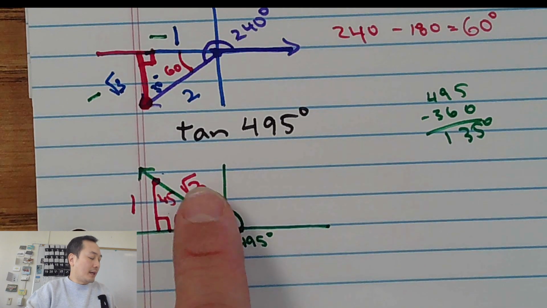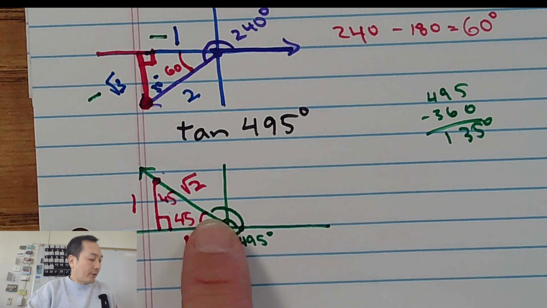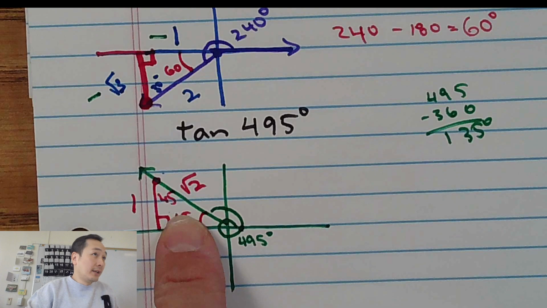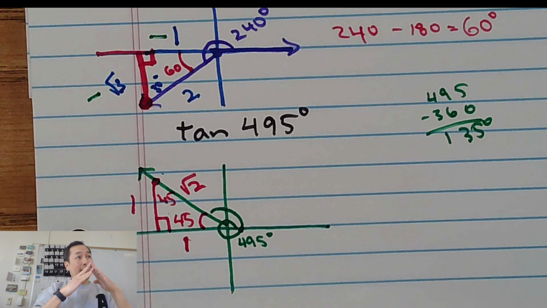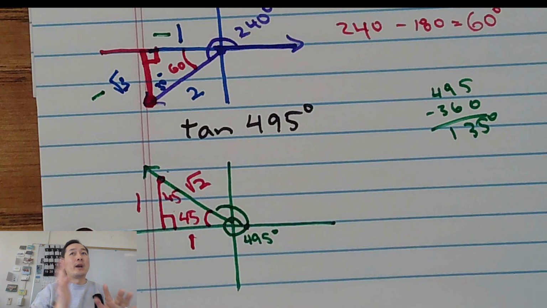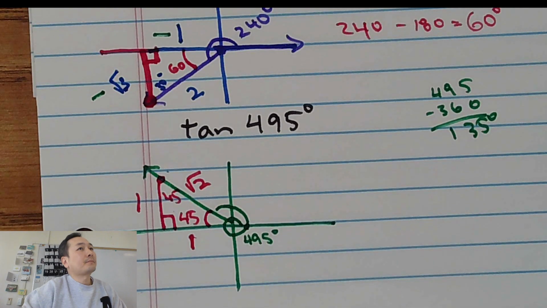The question was, why is it rad 2? This is a 45, 45, 90, so I know that it's an isosceles triangle. In an isosceles triangle, the sides are equal, right? So if this is 1, this is 1. You use the Pythagorean theorem. 1 squared plus 1 squared is 1 plus 1, which is 2. Square root 2 is my hypotenuse. That's the most simple way where you guys would understand it. So 1, 1, rad 2.